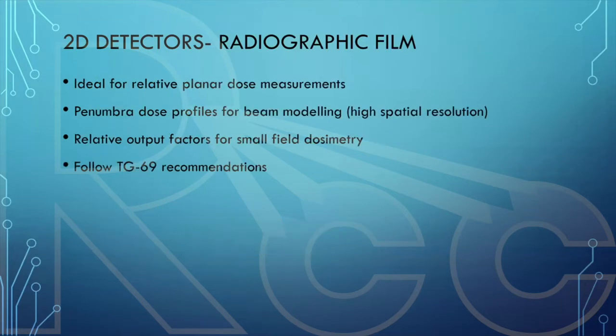So they are ideal for relative planar dose measurements and for penumbra dose profiles for beam modeling, because they have a very high spatial resolution. You can use them for relative output factors for small field dosimetry. I know that they use them in gamma knife, for example. And please, if you are planning on using radiographic film, there is a task group, TG69, where you can read all the recommendations on how to handle radiographic film. Do not use radiographic film for absolute dose measurements.